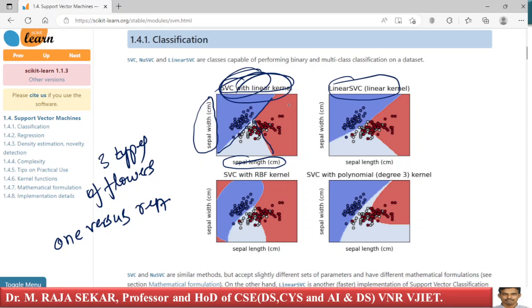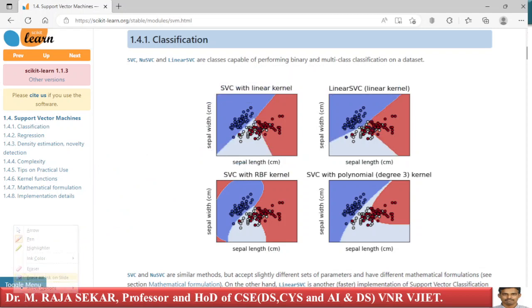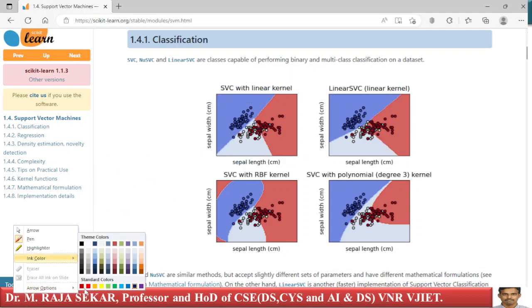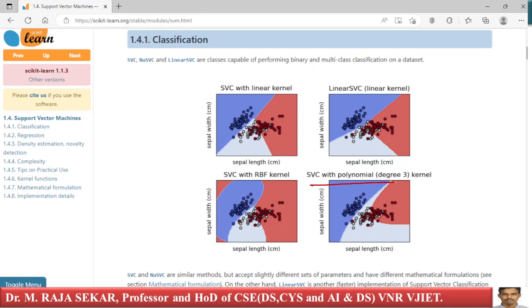Just see here, these are the separating planes. As we go to the polynomial kernel, this is SVC with polynomial kernel of degree 3. What does it mean? With a polynomial kernel of degree 3, we can see quadratic-like surfaces which are separating these three classes.